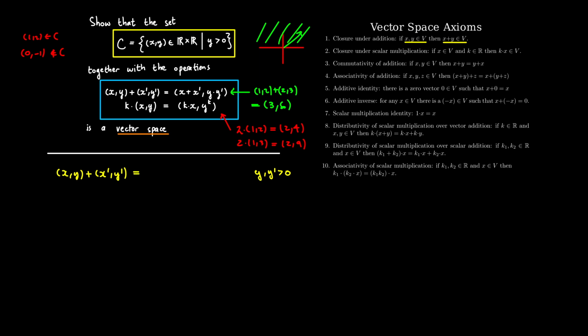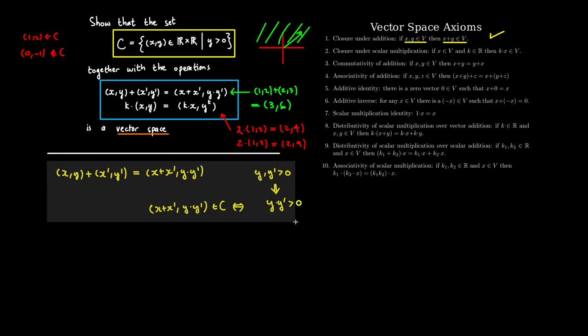Now when I add them, I get this vector x plus x', and then I get y times y'. But since y and y' are strictly positive, when I multiply them, I get a strictly positive number. So y and y' being strictly positive will tell us that y times y' is strictly positive. And in other words, what do we get? We get that this vector here is in fact an element of our vector space. Okay, so that's closure under the addition.